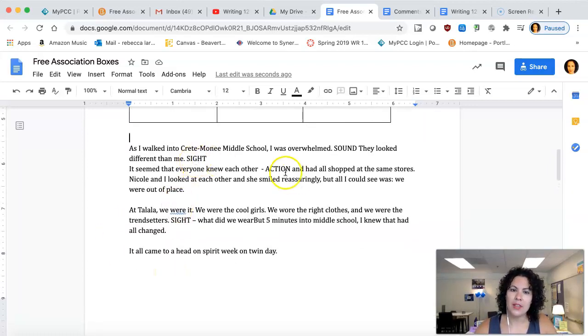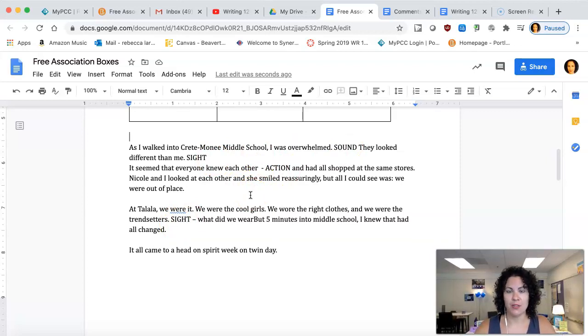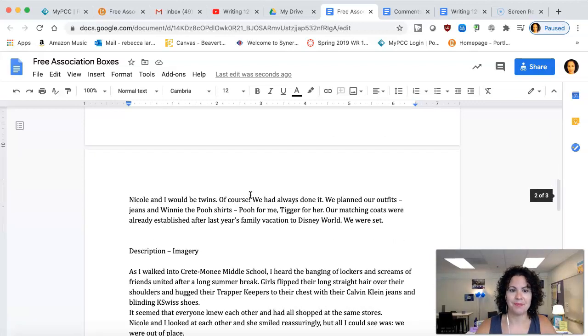So if you're curious what these big words are, sight, action, sound, those are little notes to myself as I write, to go back and add those things later. And we'll be working on that as a class. You don't have to write notes to yourself. That's just part of my writing style.